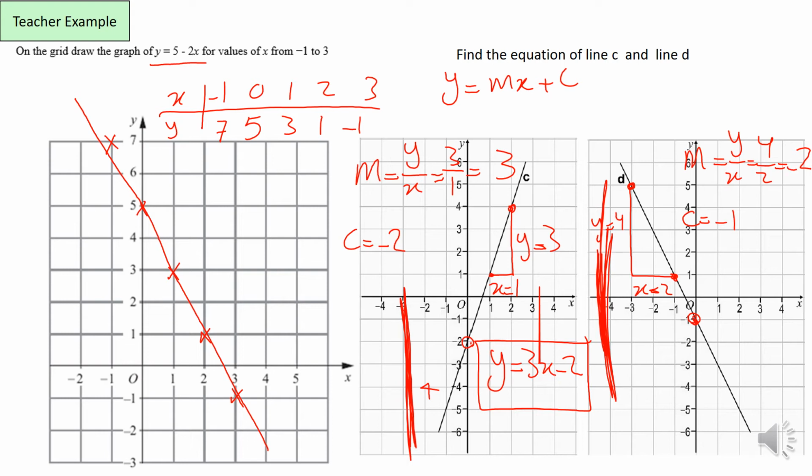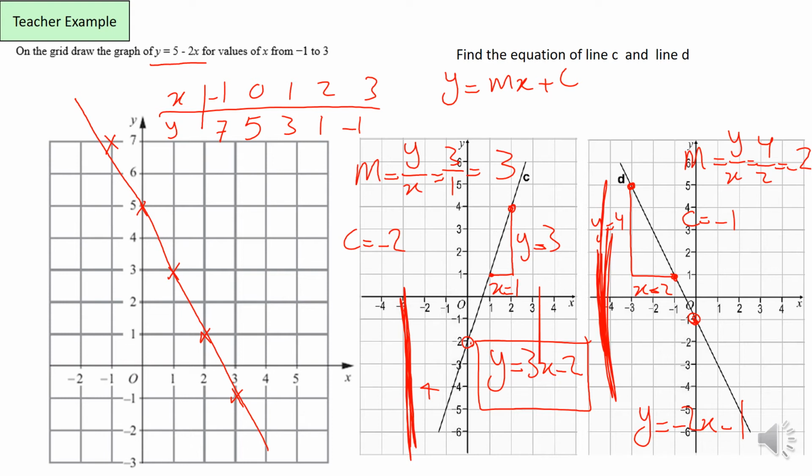So it's going to be minus 2. So I have my M, I have my C. So what I'm going to do is write the equation, which in this case is going to be y equals minus 2x plus C, in this case is minus 1, so it's going to be minus 2x minus 1.